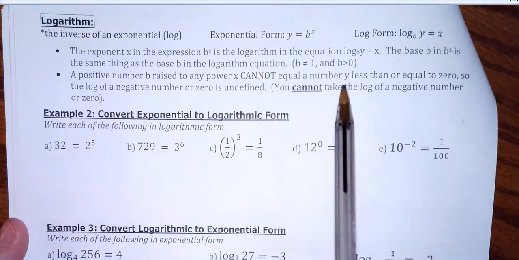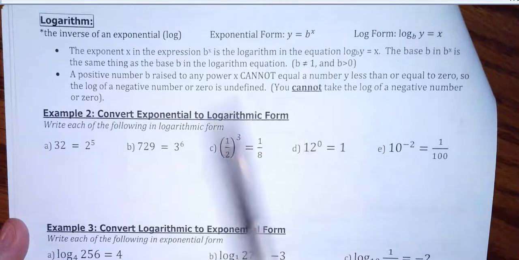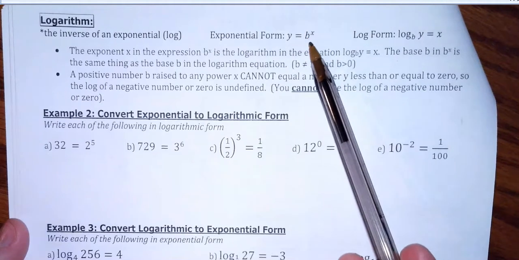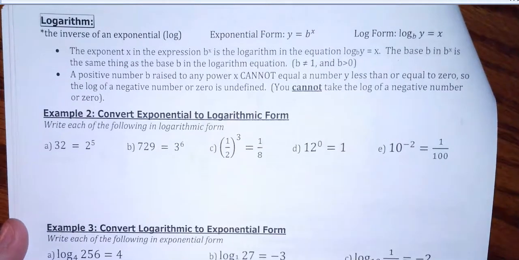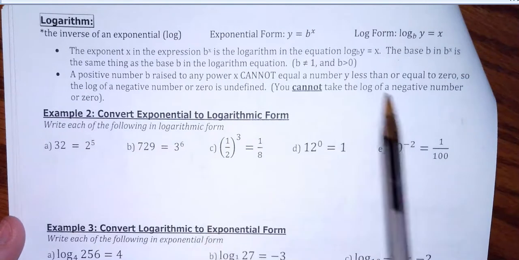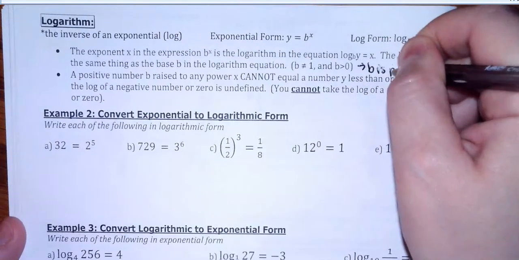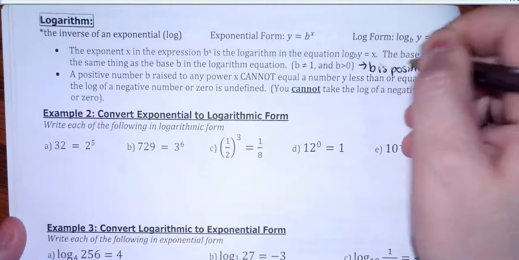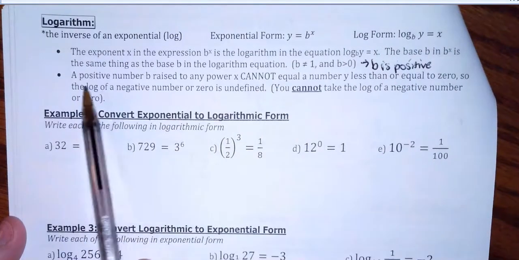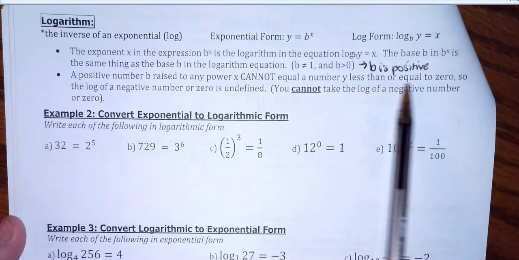Your base here and your base here cannot be equal to 1, and that's simply because then it wouldn't be exponential, because if I put a 1 right there, 1 to any power is 1. So that's not going to happen. And also, it cannot be a negative number. So b greater than 0 just means b is positive. Greater than 0 means I'm positive. And then this explains here, a positive number b raised to any power x cannot equal a number y less than or equal to 0. You can't get a negative there.